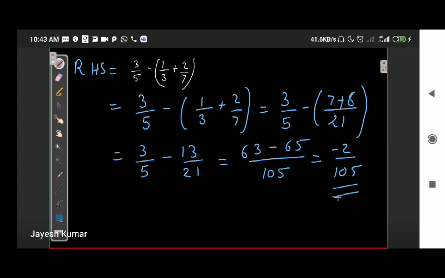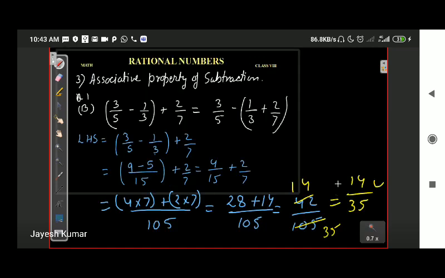So the answer for one side is minus 2 upon 105, and the answer for the other side was 14 upon 35. As you can clearly see, both are quite different. Both answers are quite different. That is why both sides are not equal. Thus, we can say that the associative property is not applicable for subtraction.